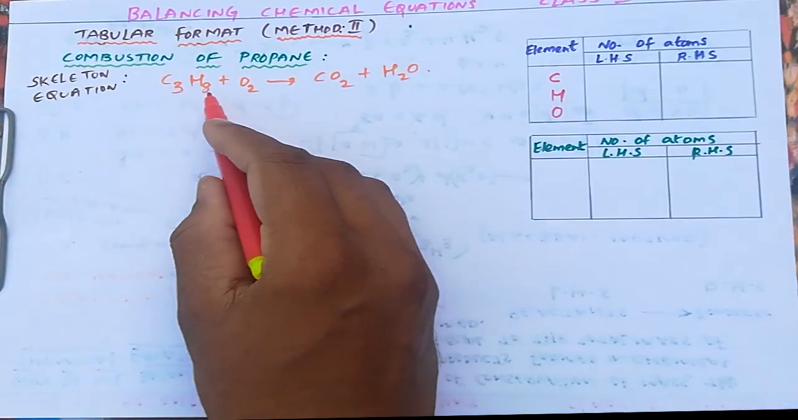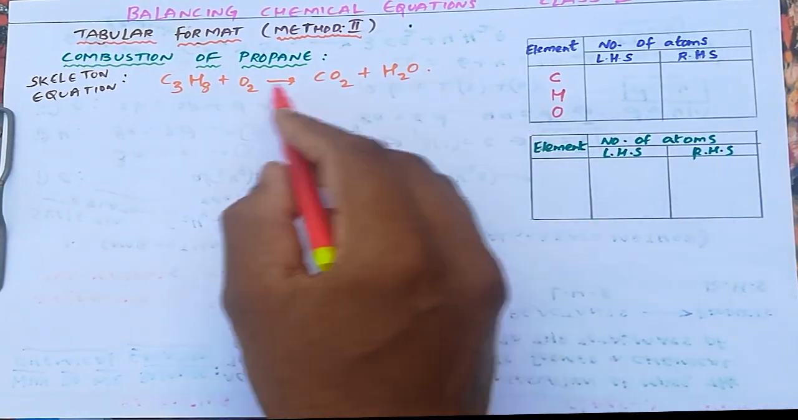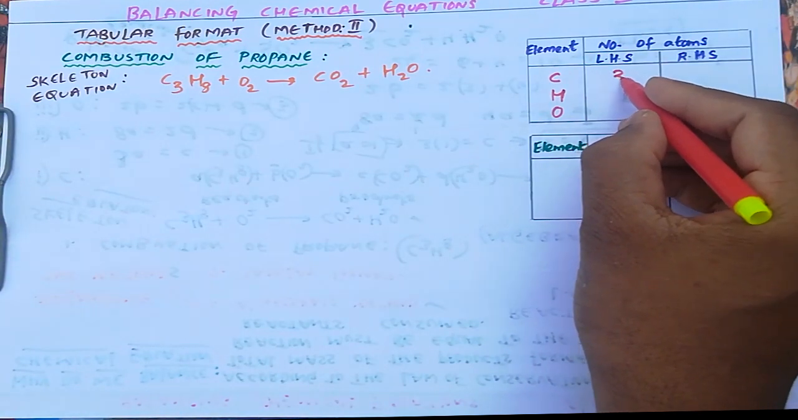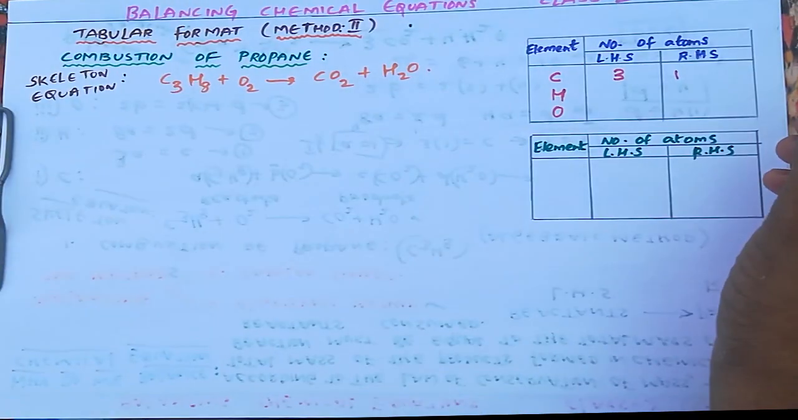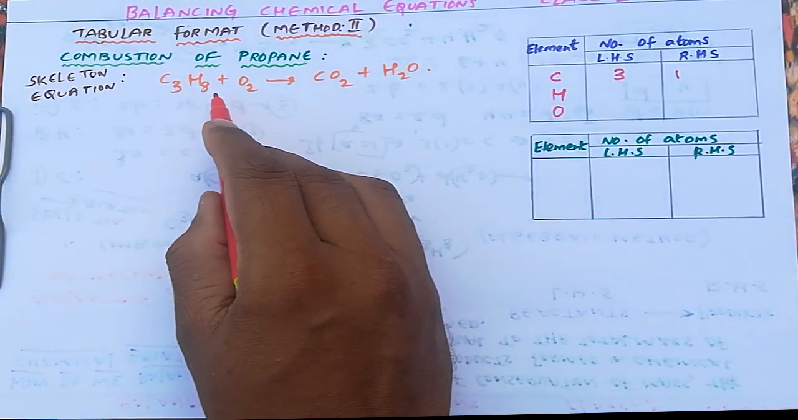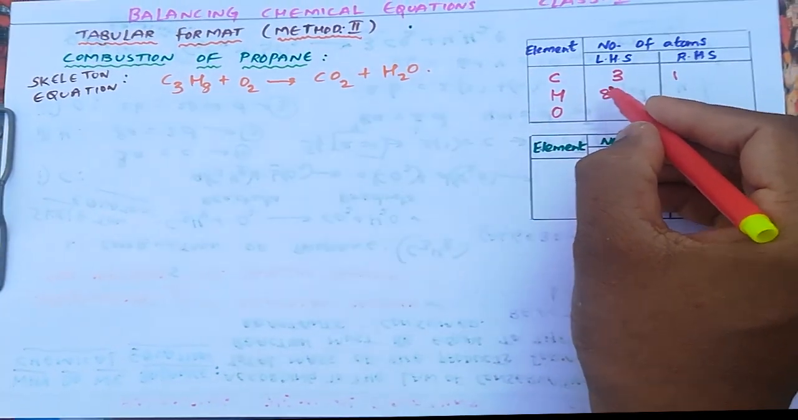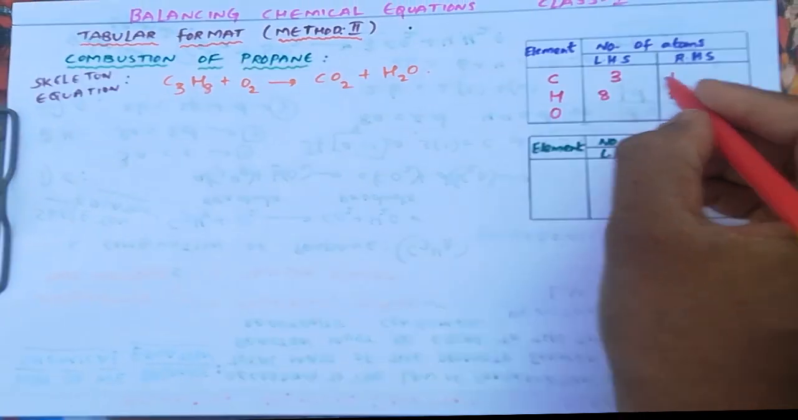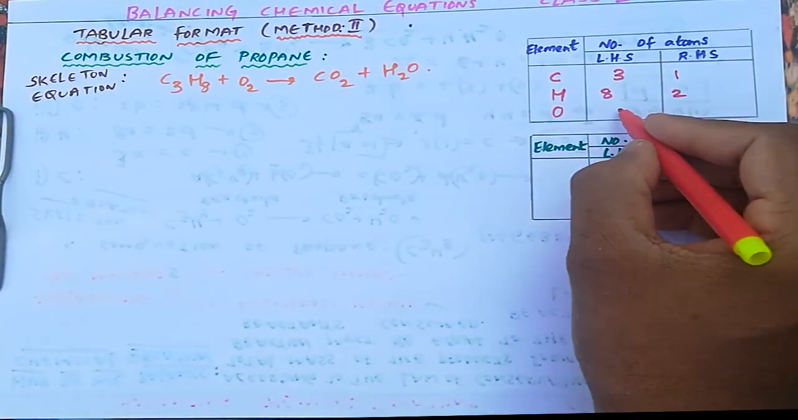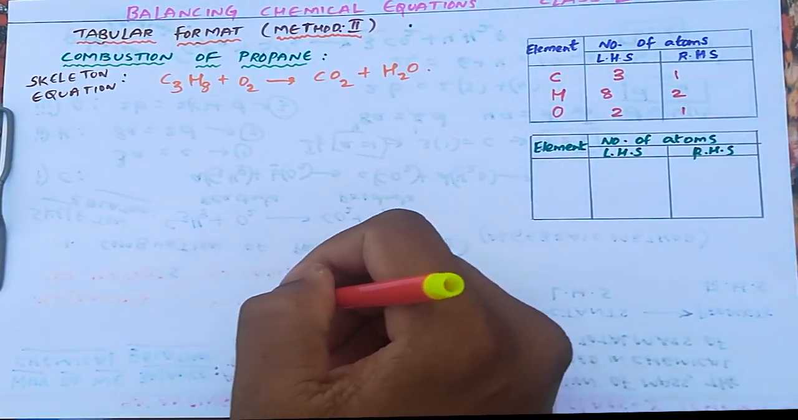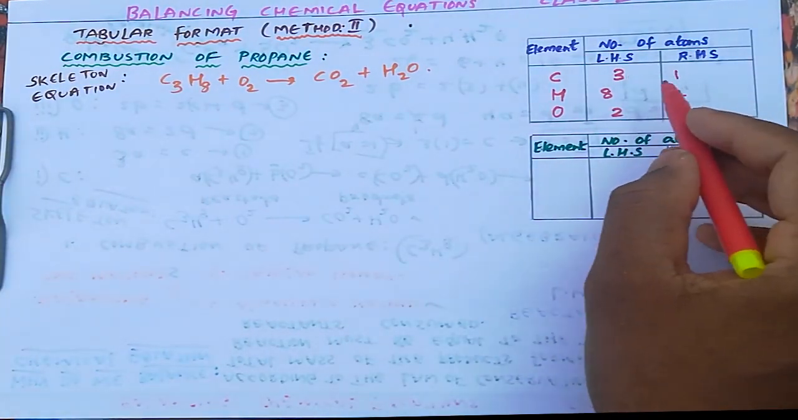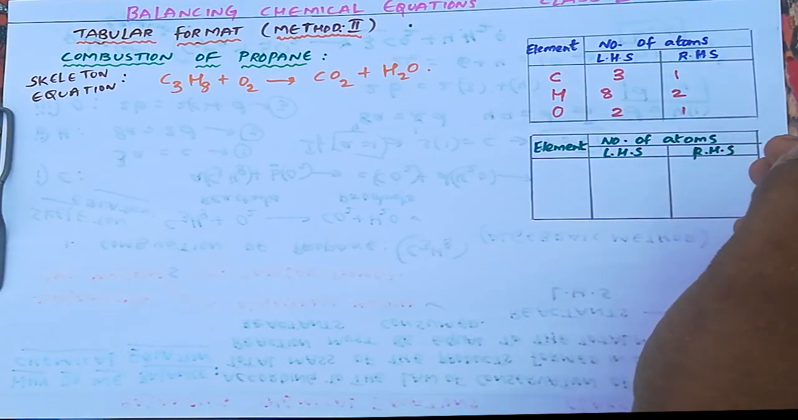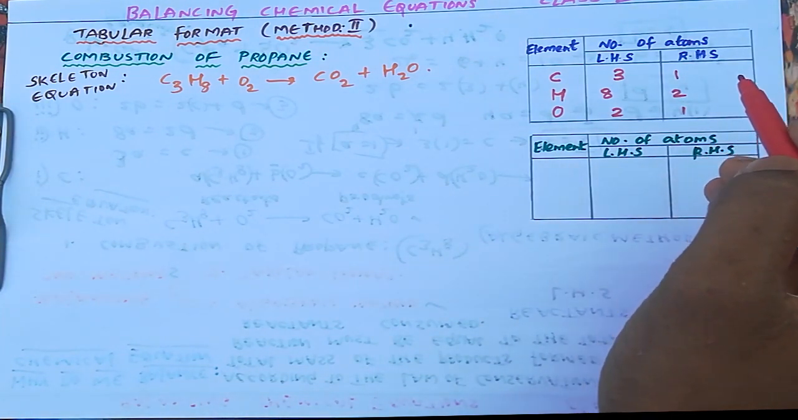On the LHS, that means the reactant side, how many carbons are there? Here carbons are 3, and on the RHS only 1. Then hydrogens, here it is 8, here only 2. Then oxygens we have 2 here, and here it is 1. So these are unbalanced. If we check, the number of atoms on the LHS and the RHS should be the same, then we can say it is balanced.